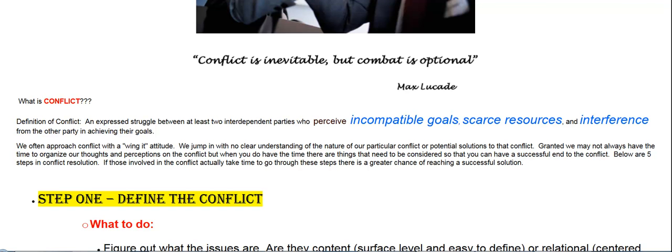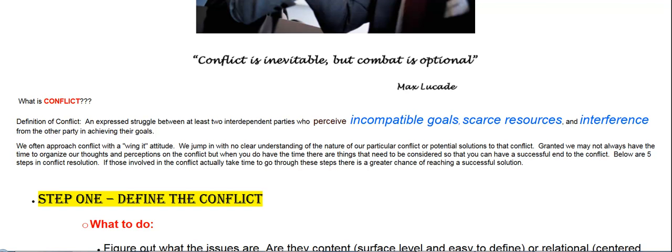But when you do have time, there are some things that need to be considered so that you can have a successful end to the conflict. Now, below is a restatement of the 5 steps in conflict resolution. These things we have briefly touched on before. I'm just going to go into a little bit more detail with these so that you have a full, comprehensive understanding of the conflict resolution stages, because they are truly helpful in most every conflict, regardless of whether it's an interdependent conflict with two people, interpersonal conflict, a small group conflict, or an intrapersonal conflict. It really does apply to most every situation.